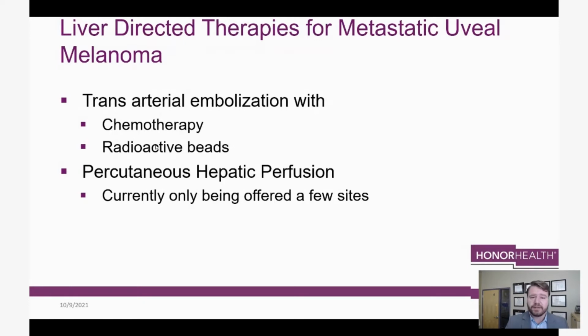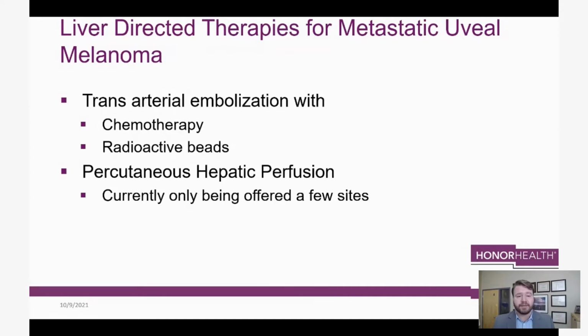There's two main categories of liver-directed therapies. One is transarterial embolization. So this is where an interventional radiologist goes in through the artery in the leg, finds the artery that feeds the liver, and then they drop beads that block the blood vessels to the liver. And they either add chemotherapy to that or radioactive beads. Chemotherapy is currently only offered, I think, at a limited number of centers. The radioactive beads are more commonly used. And again, we've never compared them head to head, so we don't actually know which one's better. So it's really just a discussion about what's available and what's the best option for the patient.